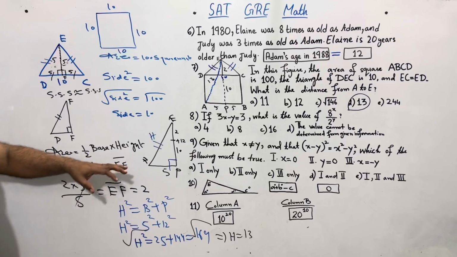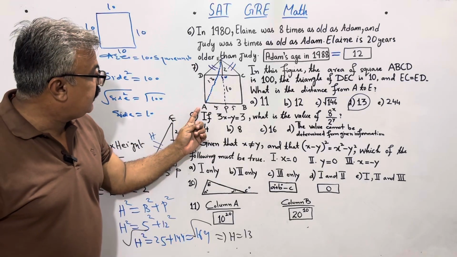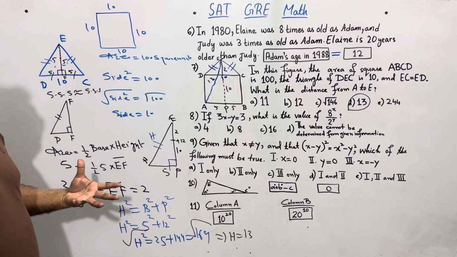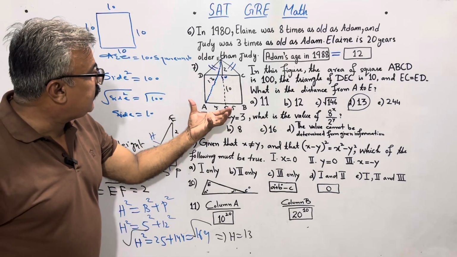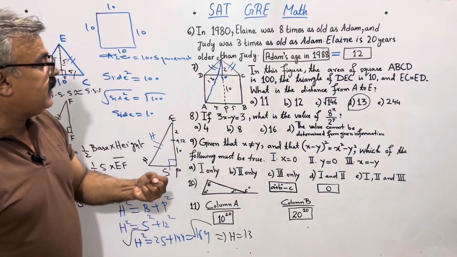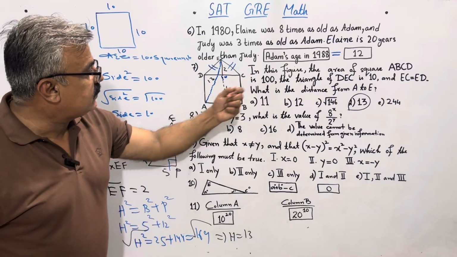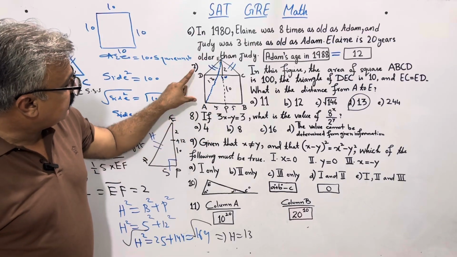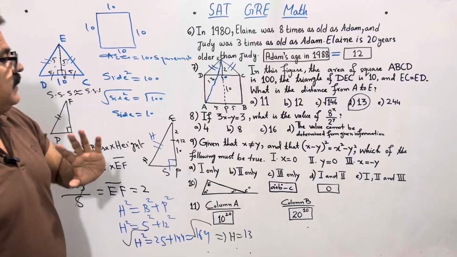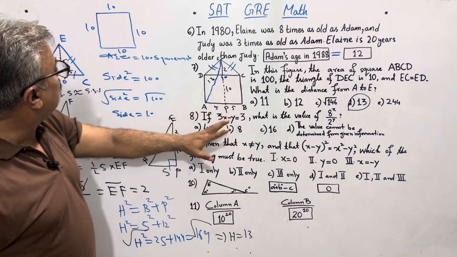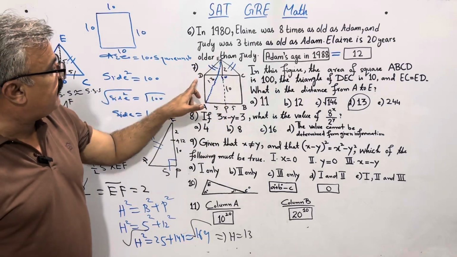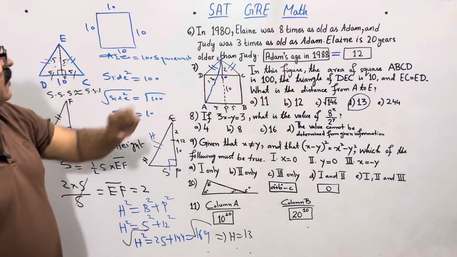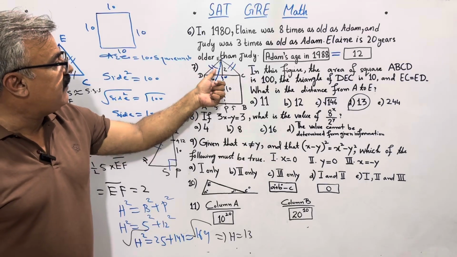What we have done: we were given the area of square ABCD as 100. The formula for the area of a square is side square, or x square. x square is equal to 100. Taking the square root, x is equal to 10. Each side is 10. Furthermore, this triangle is given to us with DE and EC congruent, having area 10.